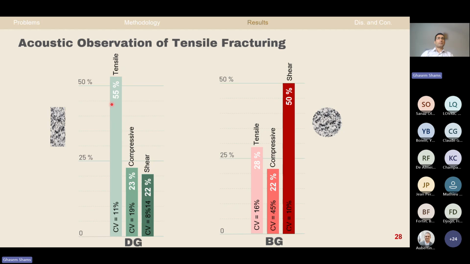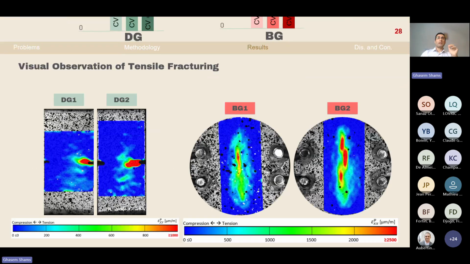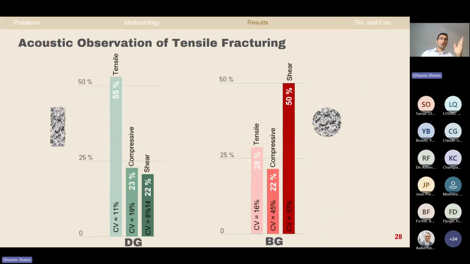If I compare both Brazilian granite and direct tensile granite specimens, you see on the left side we have the majority tensile microcracks during the direct tensile test loading, and we have the majority of microcracks inside the Brazilian disc as shear. That could explain why we have different tensile strength values from the direct tensile test and the Brazilian test. Keep this in mind: we have more tensile microcracks in the direct tensile test, and more shear microcracks in the Brazilian test. We will come back to that.